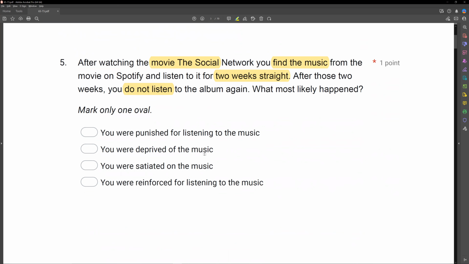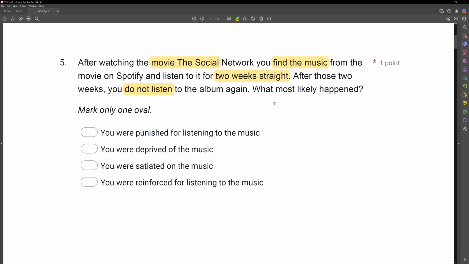B, you were deprived. What does deprive mean? What does deprivation mean? Well, deprivation means you're not getting enough. Well, if you listen for 2 weeks straight, you were actually what? You probably got satiated. Satiation is the opposite of deprivation. Deprivation means you're not getting enough. Satiation means you've had too much. So if you've listened 2 weeks straight, you're most likely satiated.